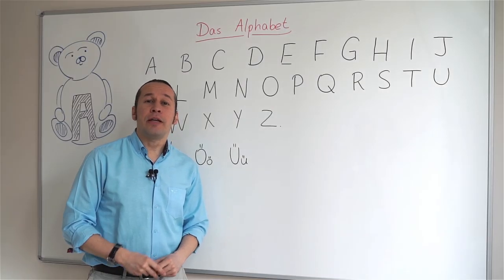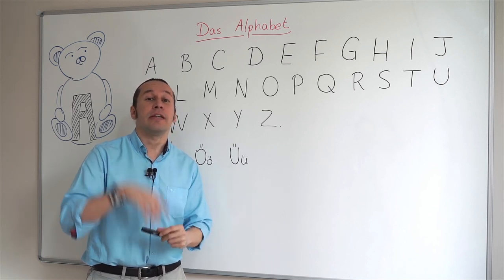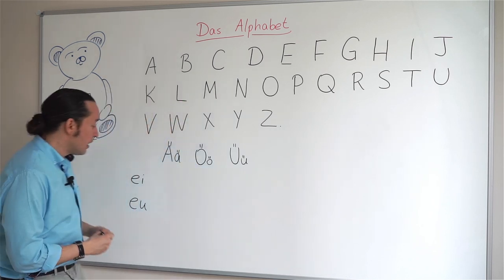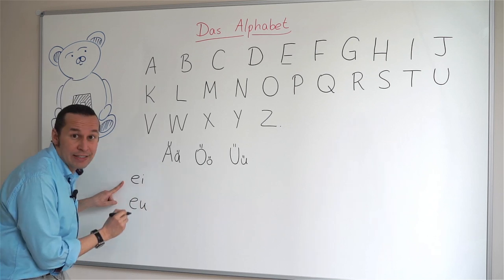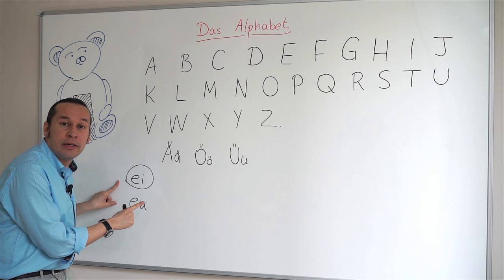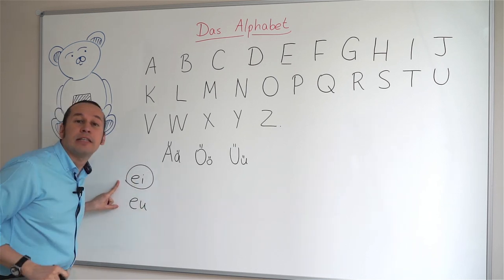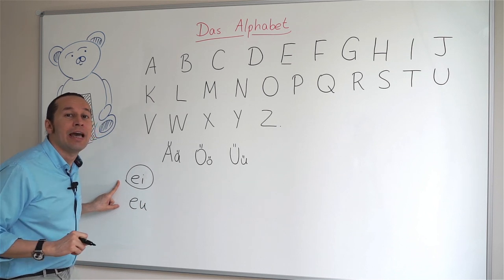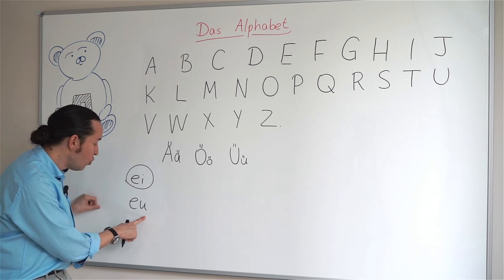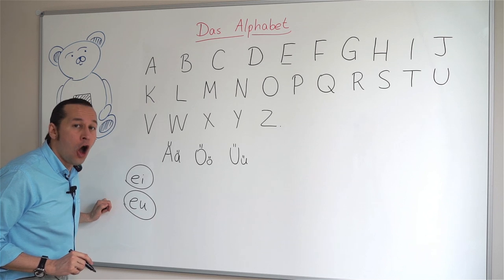In the German alphabet, there are some letters which come together and are pronounced in a different way. So let's see these words or phrases, let's say. E, I. When this comes together, when we see a word or phrase with E, I, this is pronounced as I, I. But if we see, for example, E, U, this is pronounced as oi, oi.